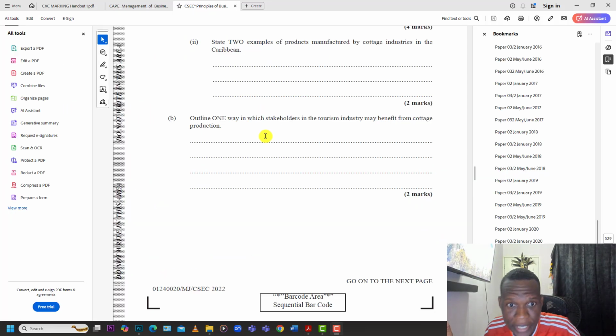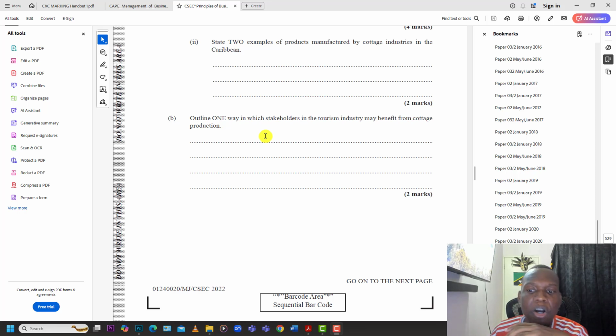Look, outline one way in which stakeholders in the tourism industry may benefit from cottage production, right? So we're talking about, okay, one way in which they can benefit would be to gain or obtain foreign exchange, right? So one way in which a stakeholder in the tourism industry may benefit from cottage production is by obtaining foreign exchange when they sell their product, the authentic products, to the tourists, right?